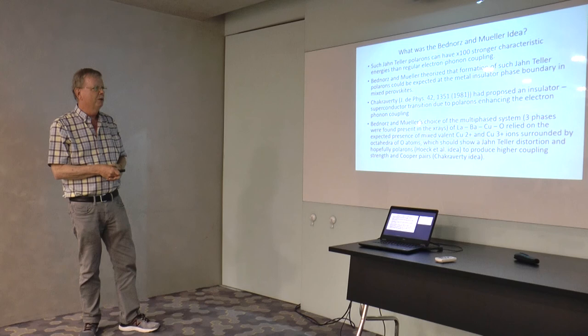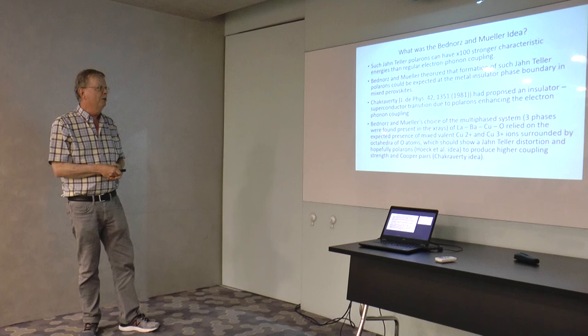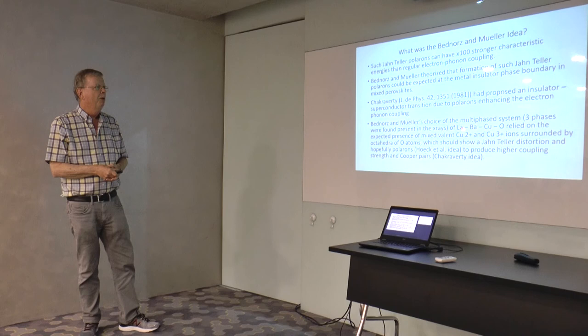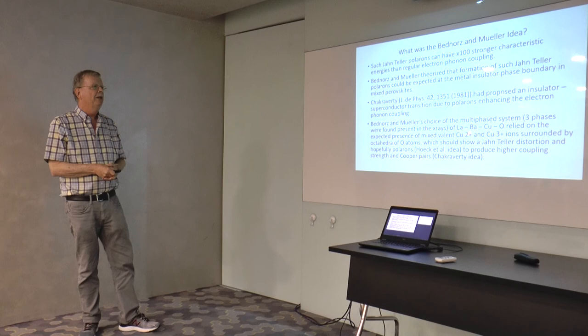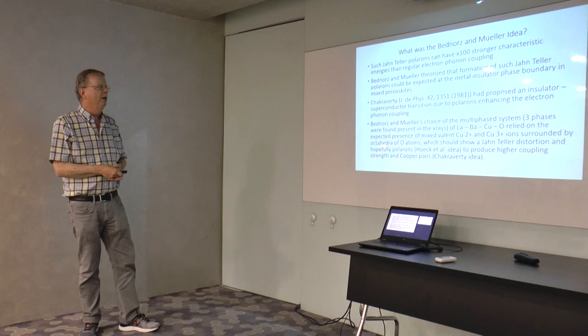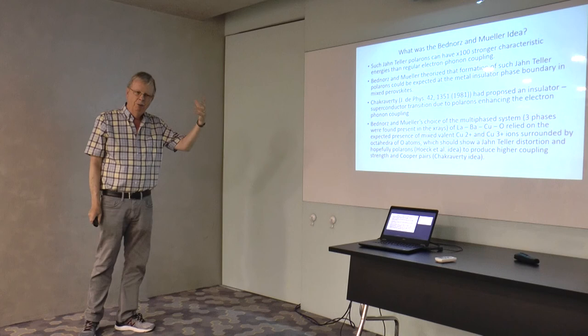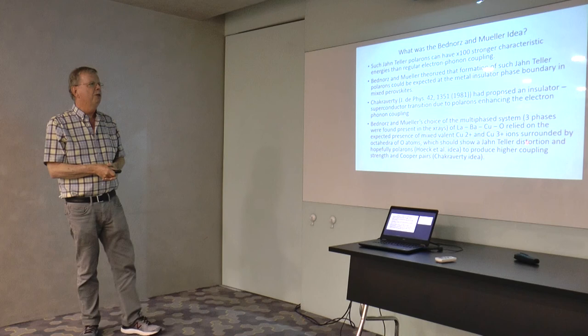So their system had actually three phases, and they did the x-rays, they knew what they had. And what they were looking for was, it was known by Karl Alex Müller that if you had mixed valent copper 2+ and copper 3+ ions surrounded by octahedra of oxygen atoms, which occurs, as we've seen in the cuprate structure, otherwise known as the perovskite structure, this would show a Jahn-Teller distortion.